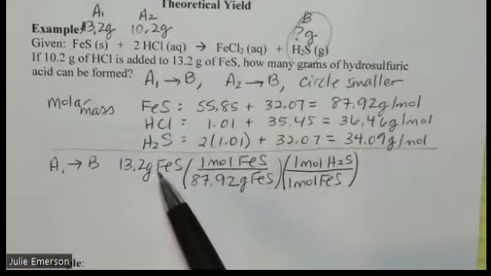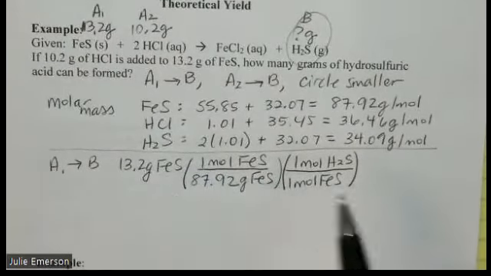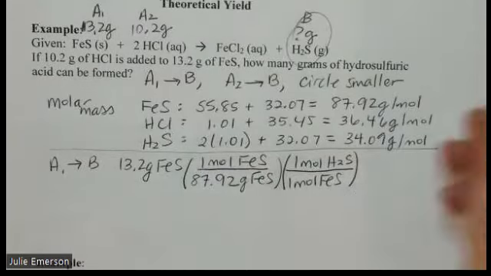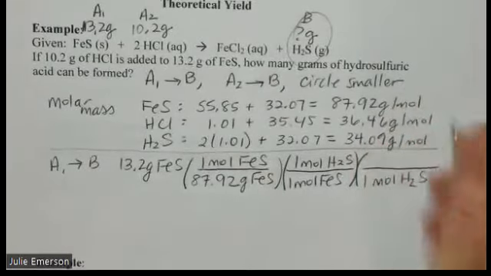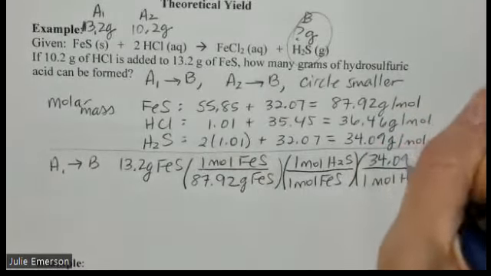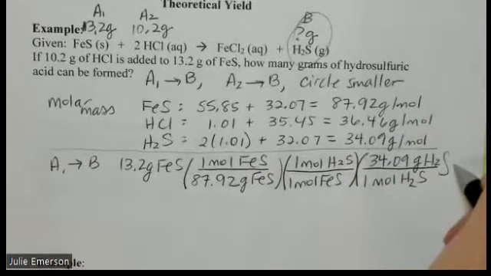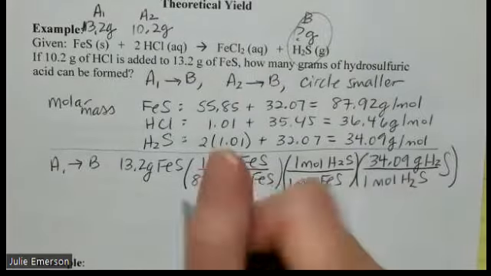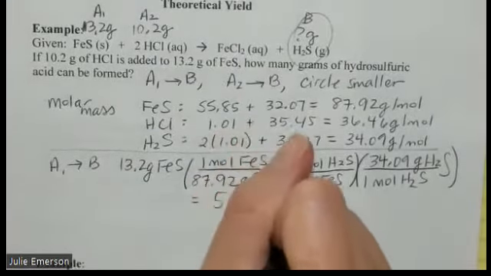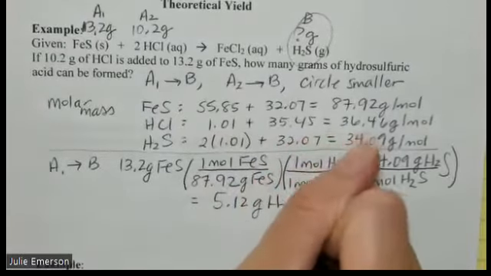All right, so starting with mass, went to moles using molar mass, then we switch our substances through the mole ratio, and then to get to grams, we need the molar mass. So for the H2S, that is 34.09 grams. Whoops, I don't know why I made that S so big, sorry. I think I was thinking parentheses. Okay, so 13.2 divided by 87.92, and then times 34.09. And to 3 significant figures, I get 5.12 grams of H2S.